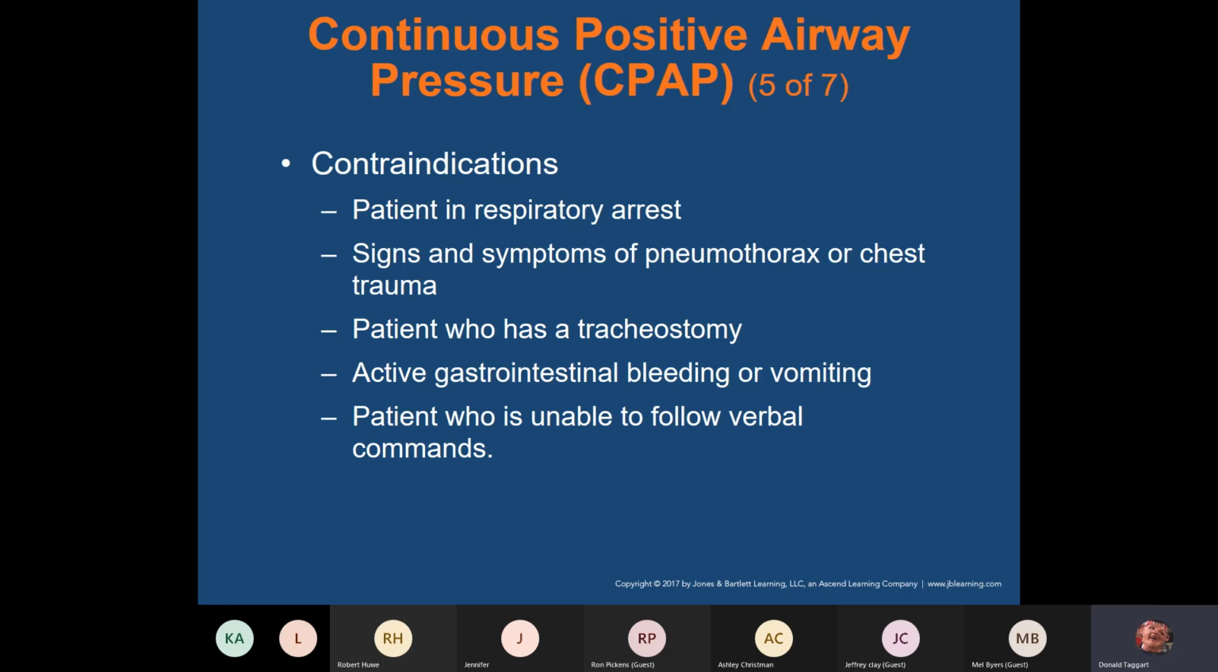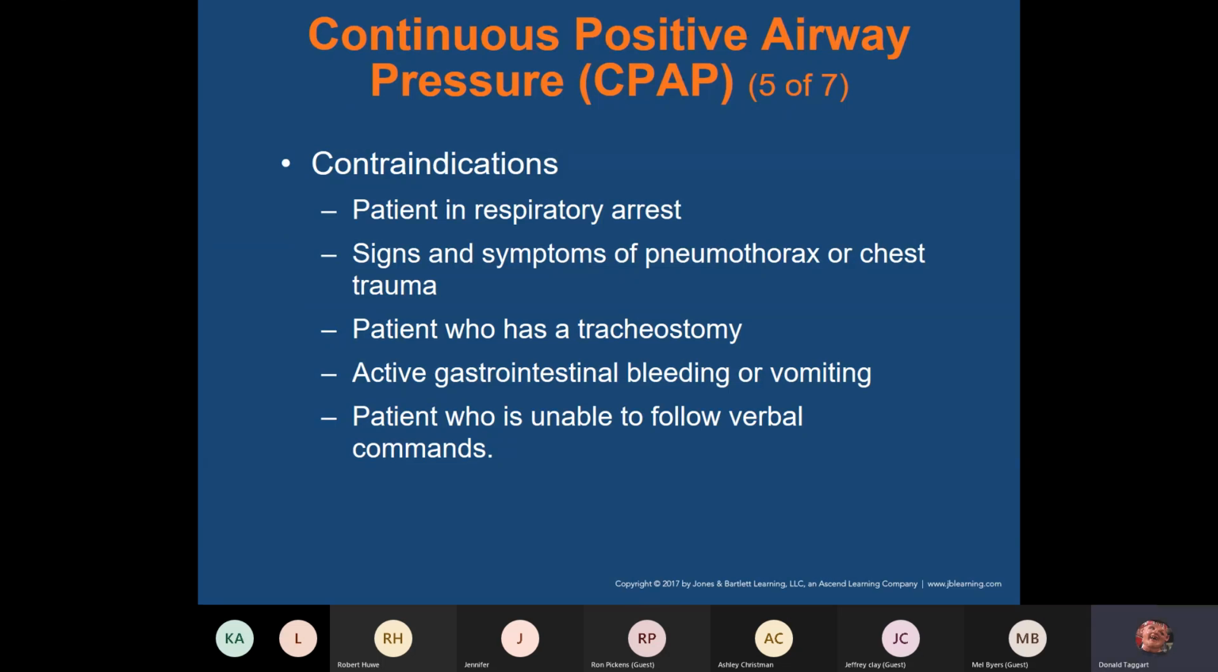Okay, contraindications, you guys want to write these down? These are times when you do not put CPAP on people. Respiratory arrest, we don't want to put it on. Chest trauma or pneumothorax, because we are providing pressure to the chest, so we don't want that air that should be coming back out to go out that hole in the lungs and go into the chest cavity.